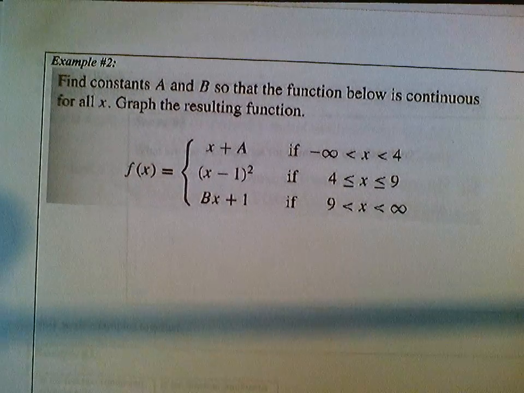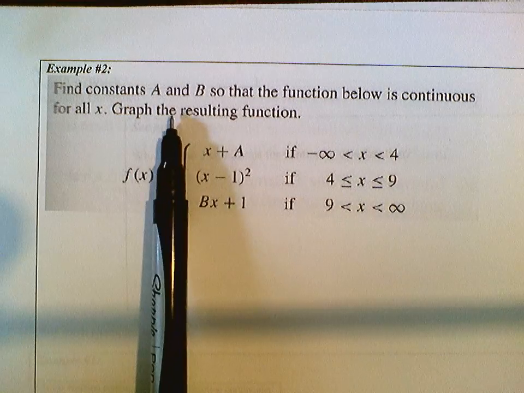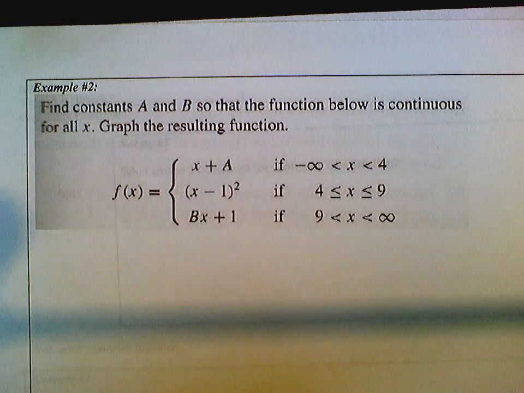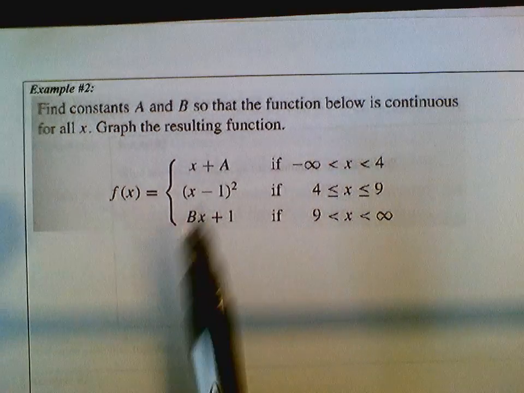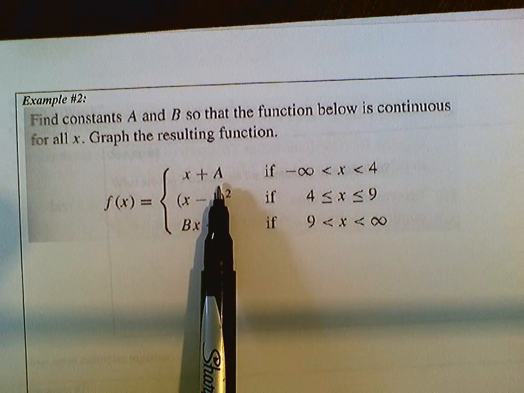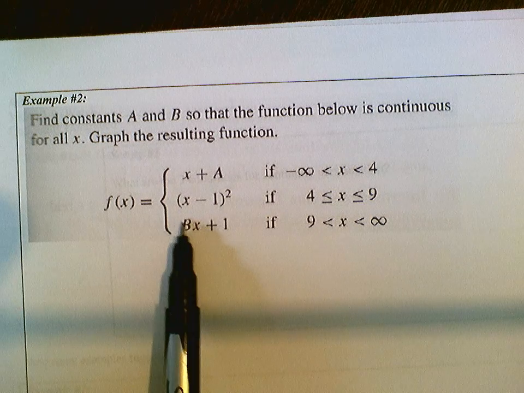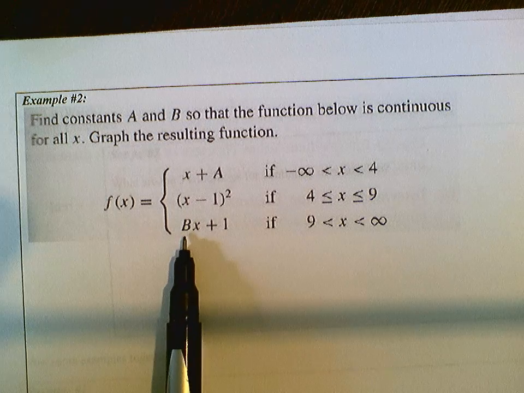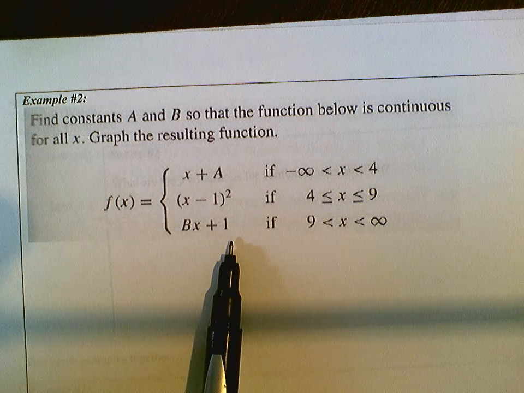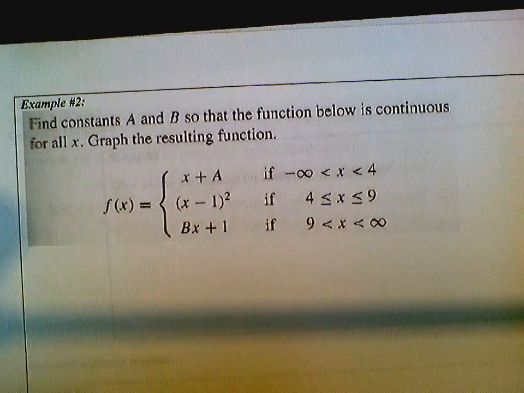Okay, so here's the second example. This is again a piecewise function, but it's defined in 3 parts. Find constants a and b so that the function below is continuous for all x. Graph the resulting function. Okay, so a and b stand for some constant. Well, this is just a line. a is some constant, so this is just a line. This here is a parabola, and then this part here is some other line. So we've got a line, we've got a parabola, and we've got a line.